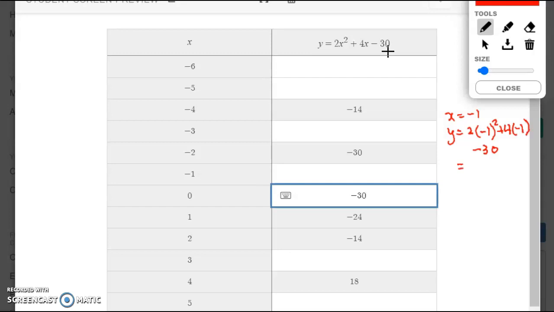Okay, so then what do I have? We need to do the exponents first. So negative 1 squared is just 1 times 2 is 2. 4 times negative 1 is negative 4. Then to that we're subtracting 30, which leaves me with negative 34 plus 2 is going to be negative 32. So I can enter for negative 1, negative 32.